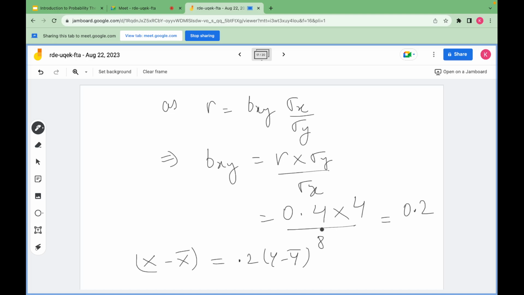Am I doing anything wrong? No, I think I'm right. R is equal to bxy sigma x by sigma y.